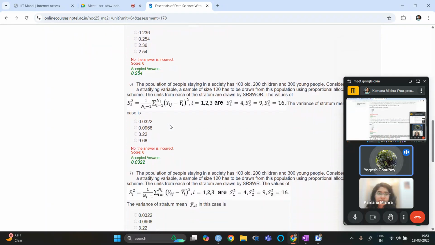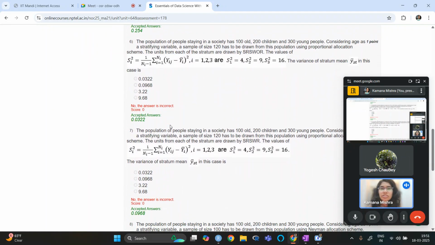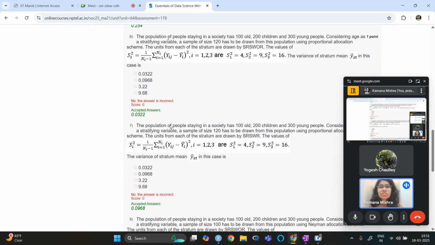Question number six. The population of people staying in a society has 100 old, 200 children, and 300 young people. Considering age as a stratifying variable, a sample of 120 has been drawn from the population using the proportional allocation scheme. The units from each stratum are drawn by SRSWOR. The values are given. What is the variance of the stratum mean?